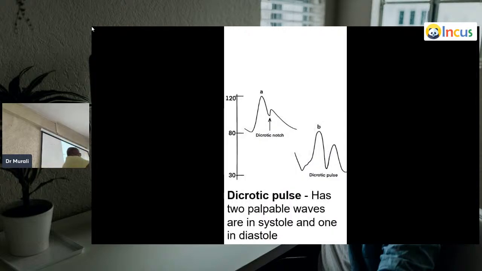Now, dicrotic pulse. What is the meaning of it? Dicrotic pulse is the most important question. There are 2 palpable waves, but one is in the systole, the other is in the diastole. Alright? So this is different from bigeminus. In bigeminus, both of them are during systole only.